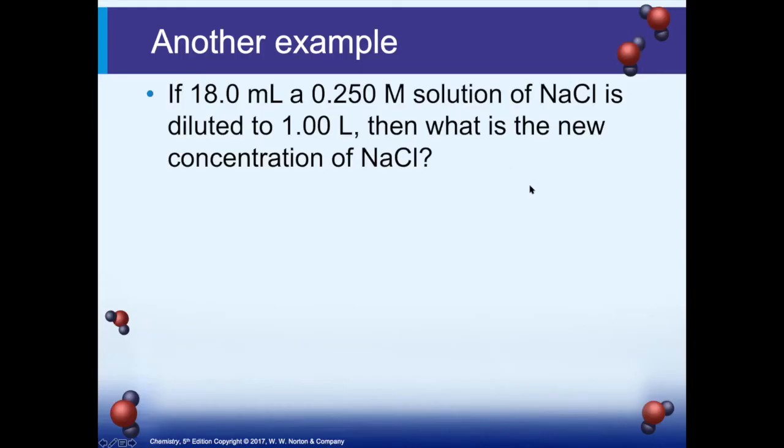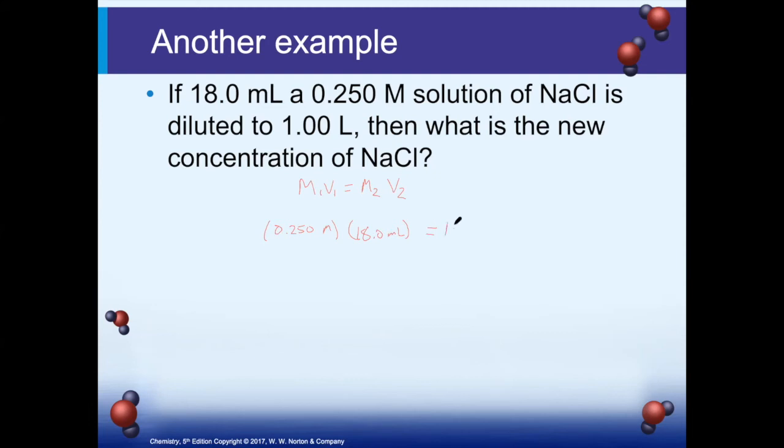Okay, here's another example. It says 18 mils of 0.25 molar solution of sodium chloride is diluted to 1 liter. What is the new concentration of sodium chloride? Once again, you can just start with M1 V1 equals M2 V2 and substitute in the terms that you know. The initial concentration, molarity 1, is 0.250 molar. And it says 18 mils of that, so 18.0 mils.